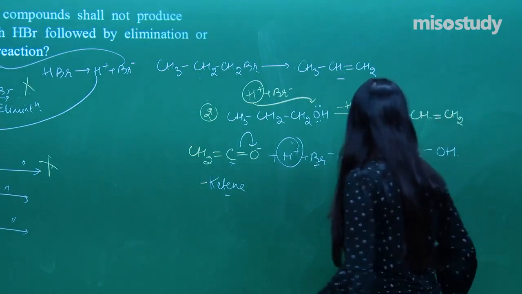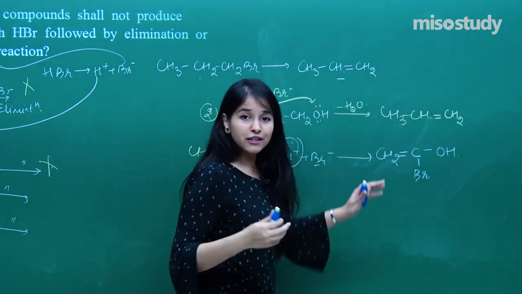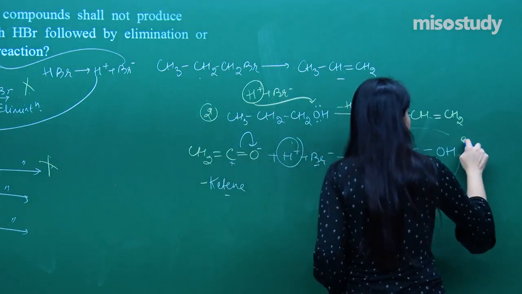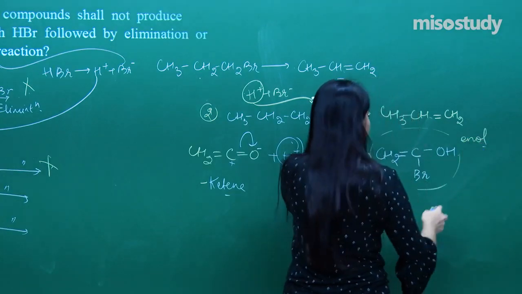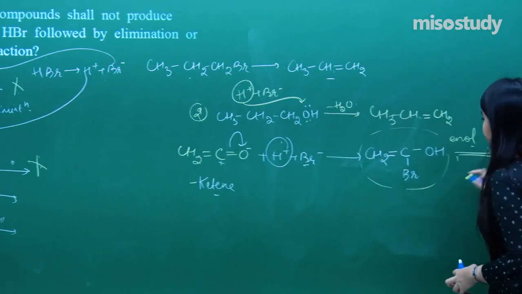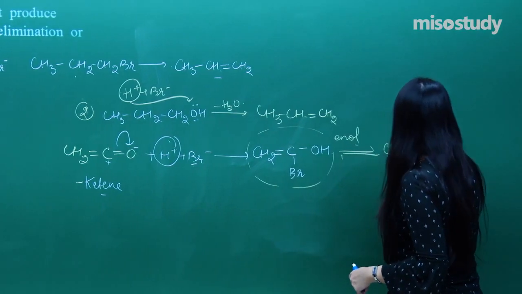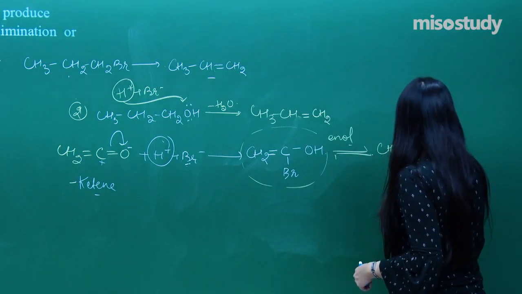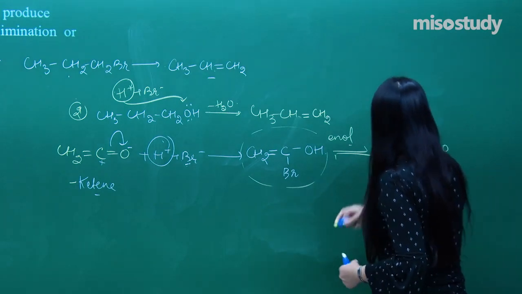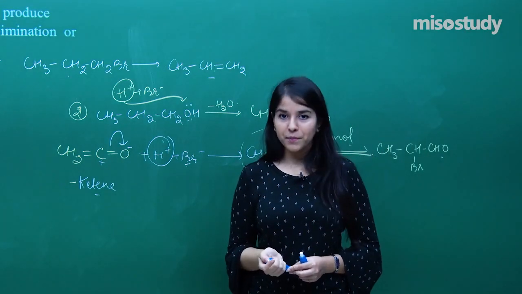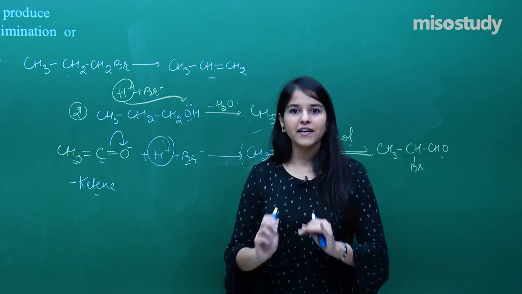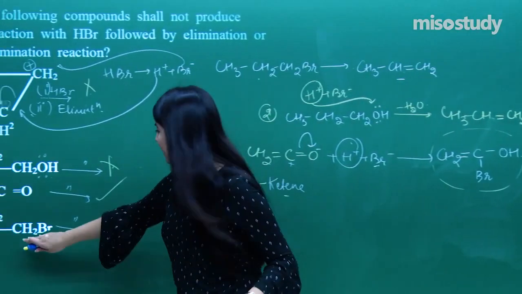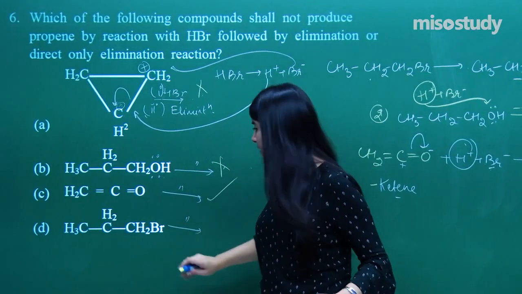That is what we are getting. If you observe, this is nothing but a keto-enol form, so an enol form is obtained here. Can I make it an aldehydic form? Definitely I can. So it would be CH3, CH, Br, CHO. So that is not a propene. We need to have this very answer. Here we have got the answer, but let us just have the next option as well.